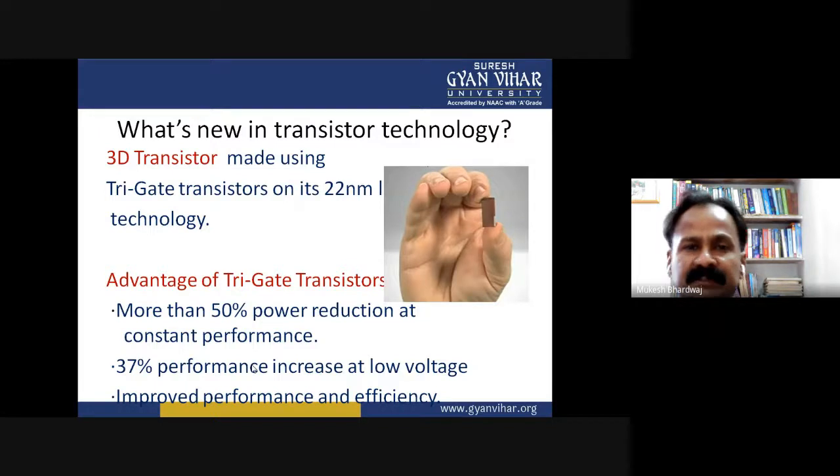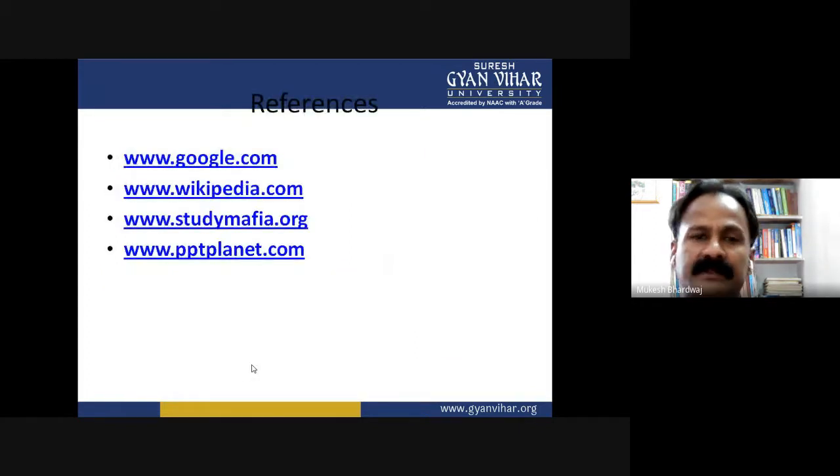What's new in transistor technology? 3D transistor made using tri-gate transistor on 22 nm technology. Advantages of tri-gate transistor: more than 50% power reduction at constant performance, 37% performance increase at lower voltage, improved performance and efficiency. These are the references. You can go to these references for further study of transistor in detail.